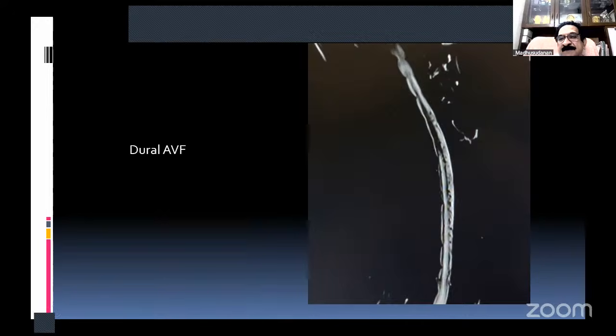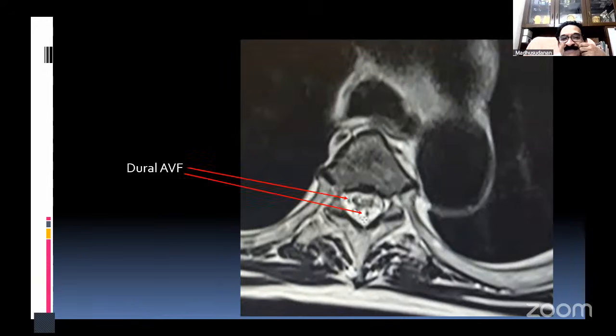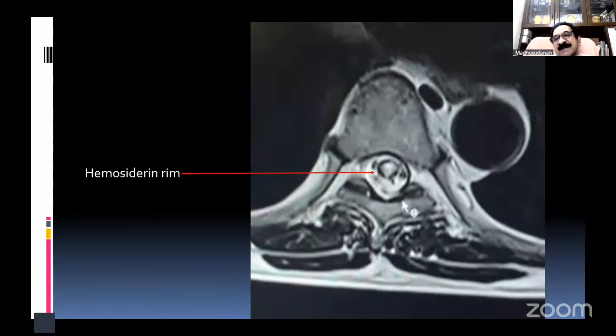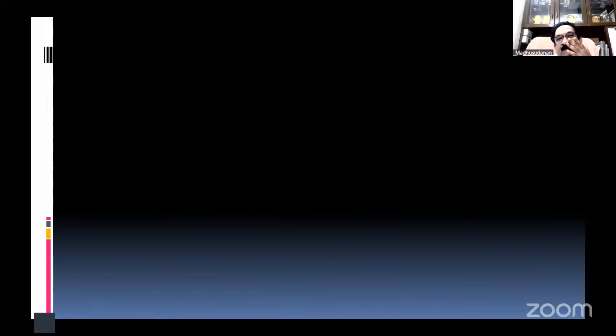This is another, with adjusted window width. You can find out the dural AVF. And this is again the axial cut showing the vessels, and this is hemosiderin pigment. See the dark ring surrounding the cord. This also you can make out, an asymmetrical dark ring. Okay, that's the answer.